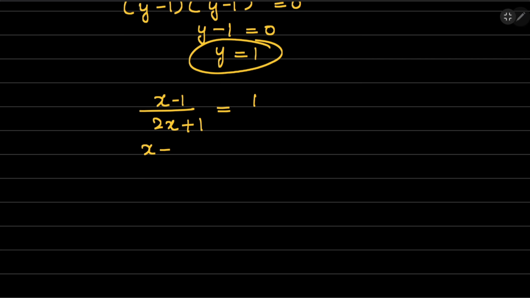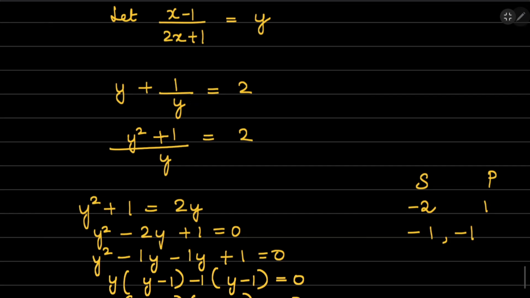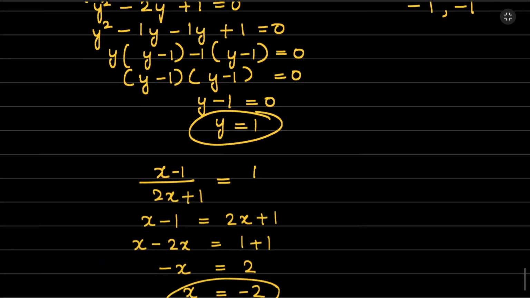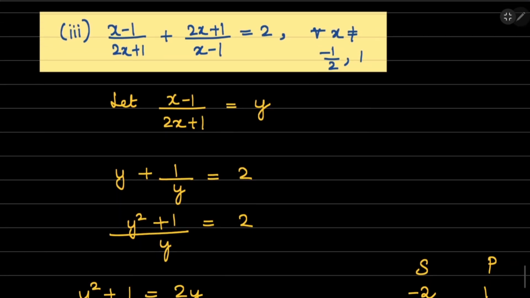Cross multiply, what do you get? x minus 1 equal to 2x plus 1. So here you have got x minus 2x is equal to 1 plus 1. So it is minus x is equal to 2, or x is equal to minus 2. Okay, so these are the answers. So you have got x is equal to minus 2 as your final answer. I hope it's clear.